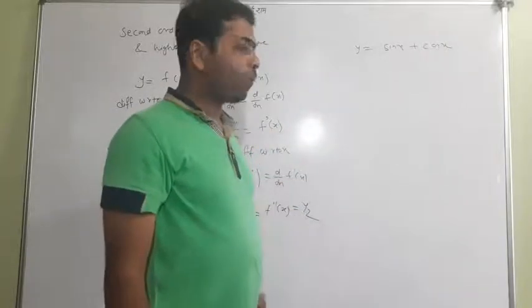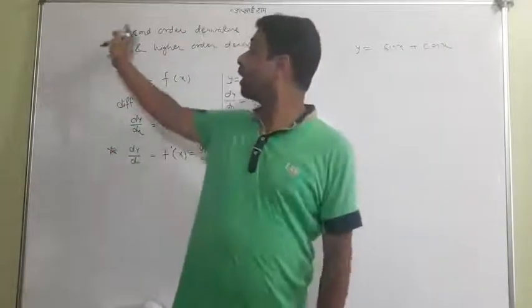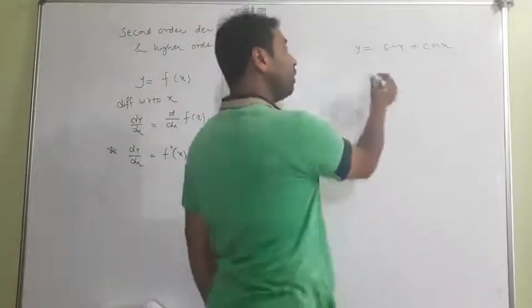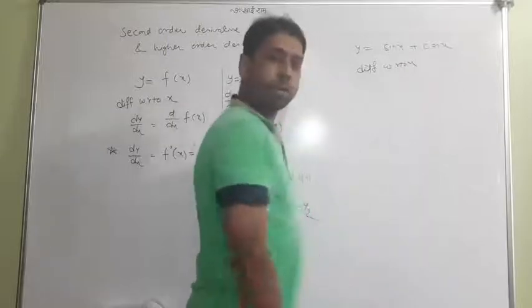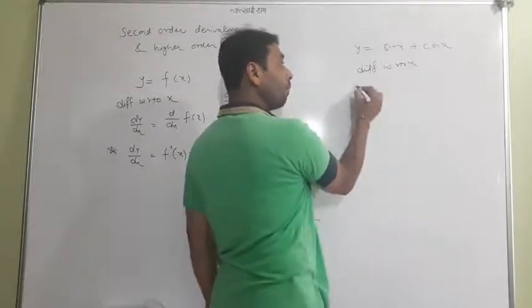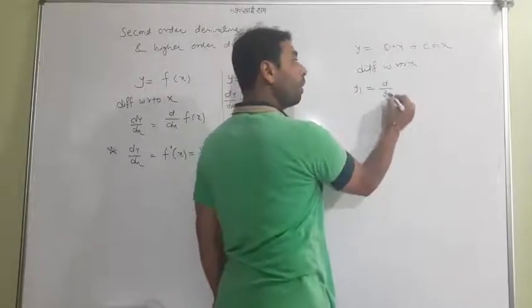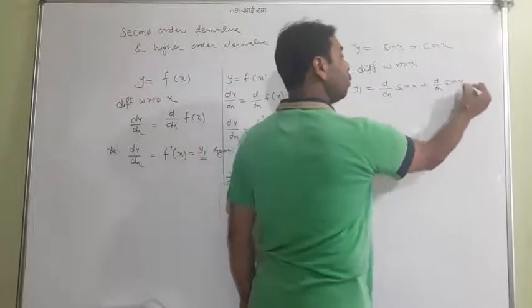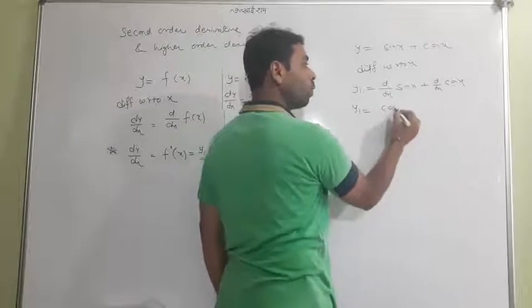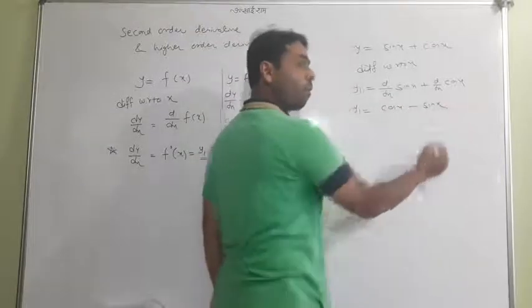And I tell you that find the second order derivative. Then what you will find? Differentiate with respect to x. So this y will be written y1, d by dx of sin x and d by dx of cos x. You know the answer. This is cos x, this is minus sin x.